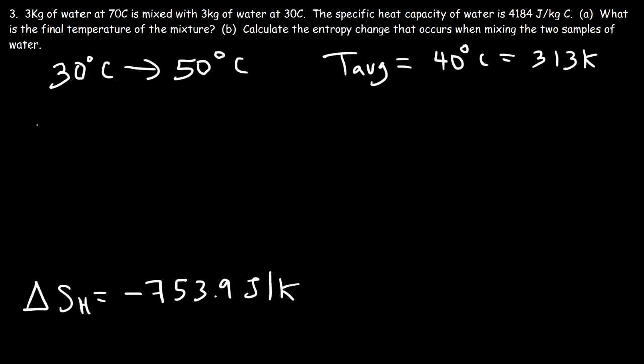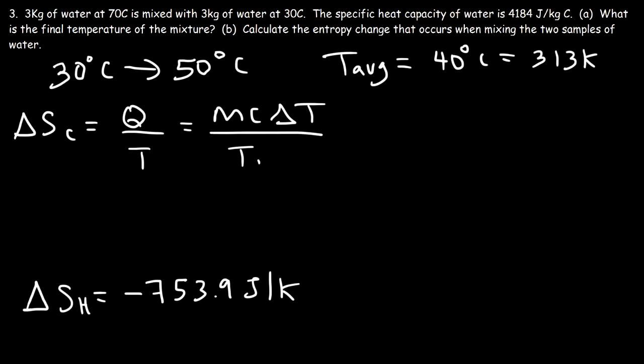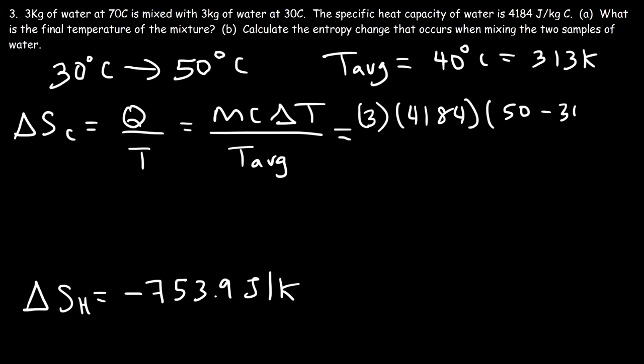Now let's calculate the entropy change. So it's going to be MC delta T. Well, first, it's Q over T. And Q is going to be MC delta T. And then we need to divide it by the average Kelvin temperature. So the mass, once again, is 3 kilograms. The specific heat capacity, 4184 joules per kilogram per Celsius. The final temperature is 50 minus the initial temperature of 30, divided by the average Kelvin temperature of 313.